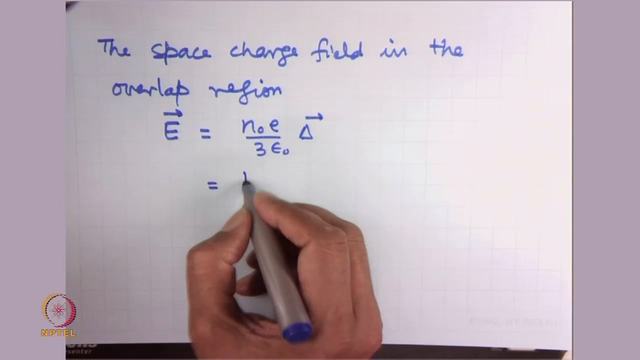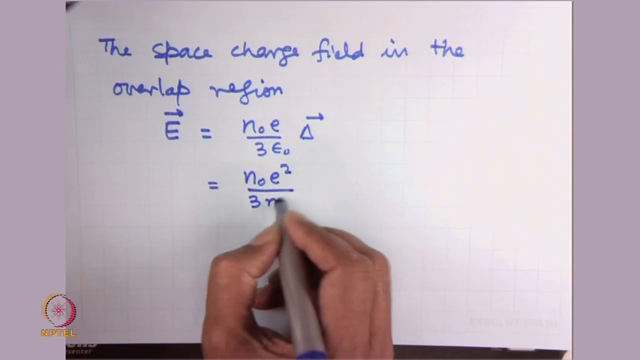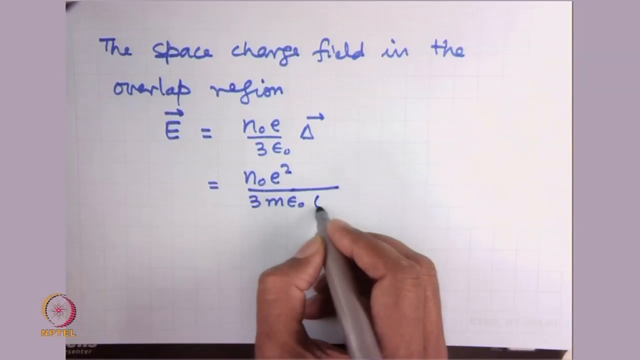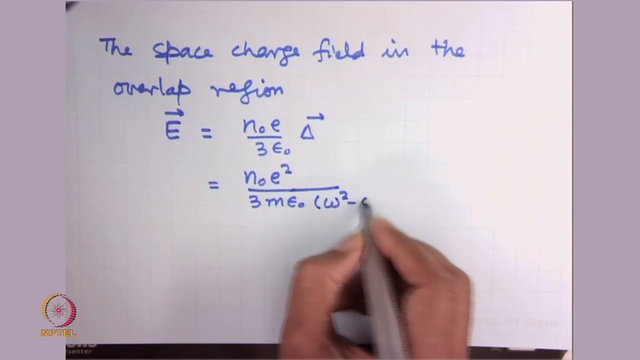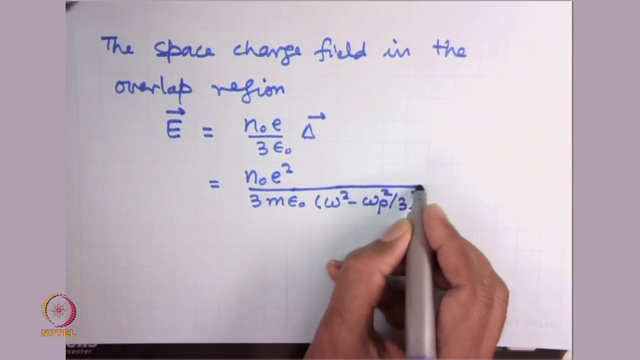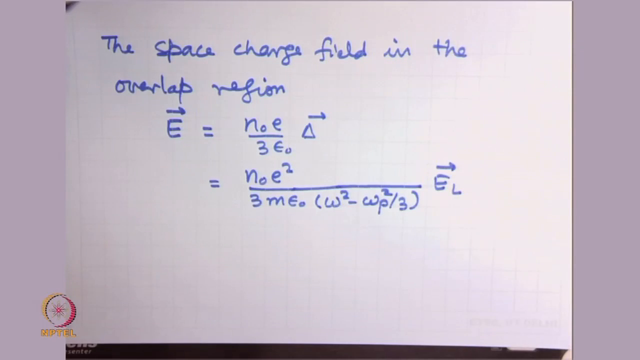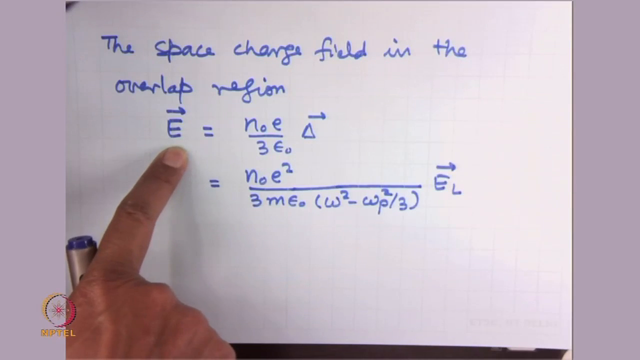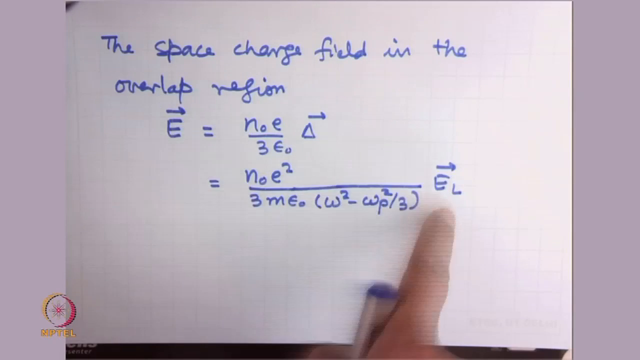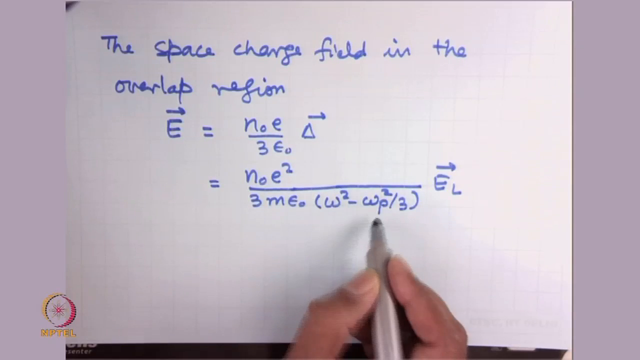It turns out to be n0 e square upon 3 m epsilon 0 multiplied by omega square minus omega p square by 3, into the electric field of the laser. So, if you compare the amplitude of the electric field of the space charge that has been induced by the laser field, this turns out to be much bigger than this, in the neighborhood of this resonance.